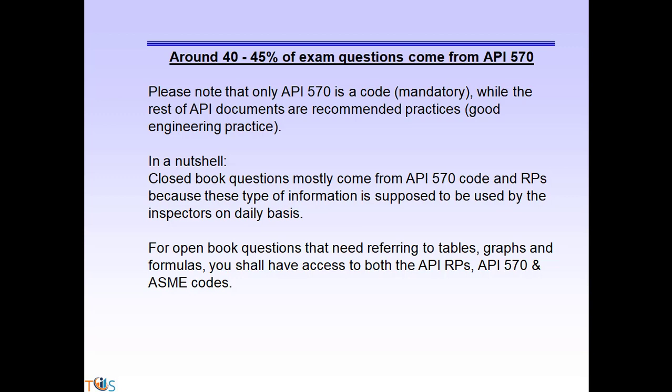Around 40 to 45% of exam questions come from API 570. Please note that only API 570 is a mandatory code, while the rest of the API documents are recommended practices, good engineering practice. In a nutshell, closed book questions mostly come from the API 570 code and recommended practices because this type of information is supposed to be used by inspectors on a daily basis. For open book questions that need referring to tables, graphs, and formulas, you shall have access to both the recommended practices, API 570 and ASME codes.